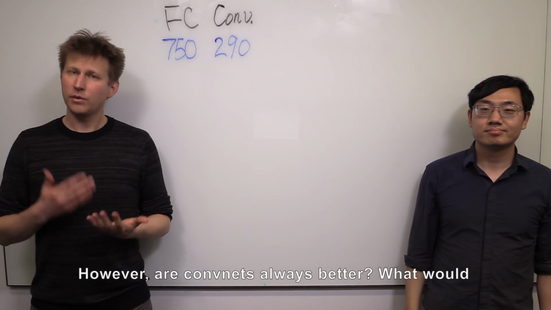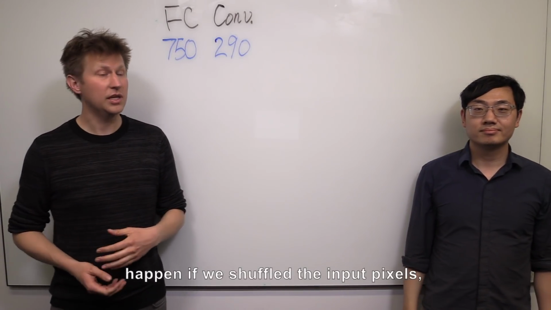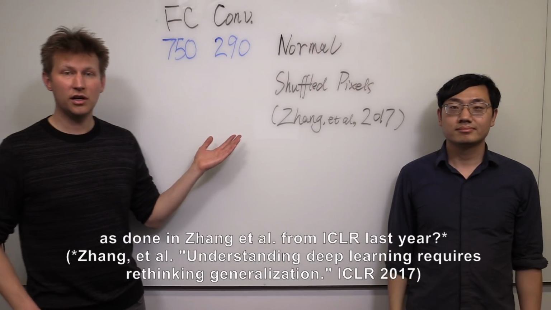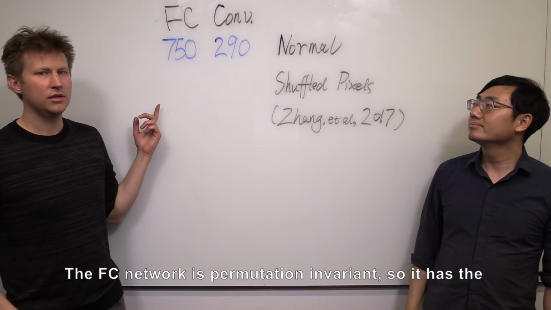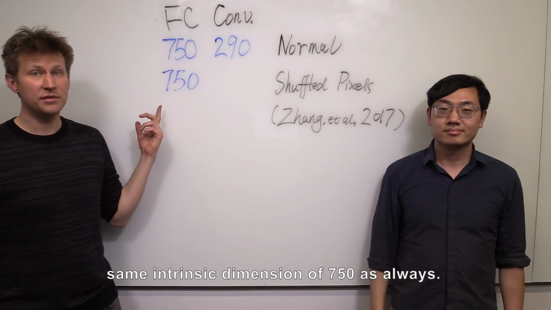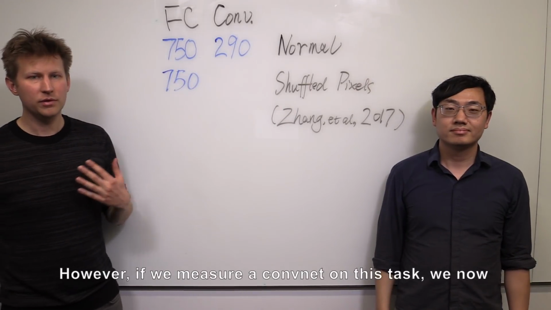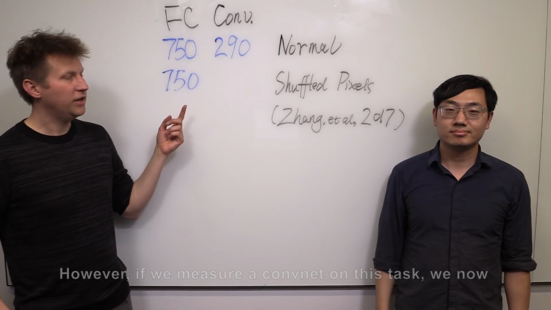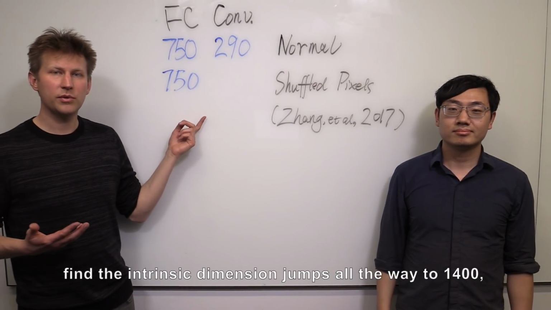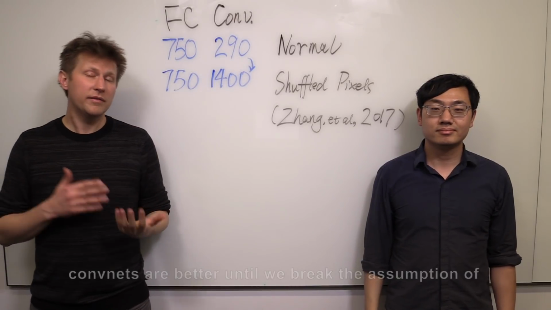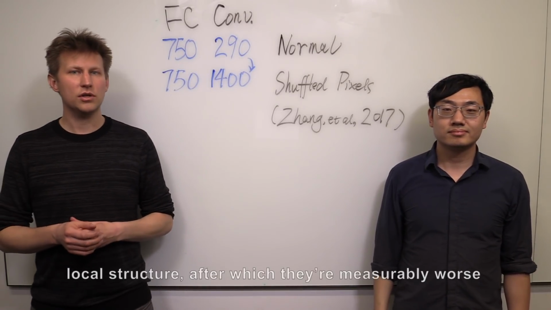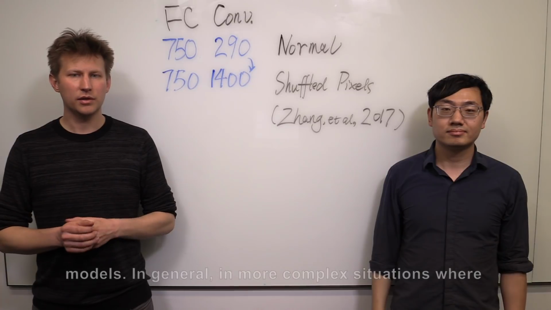However, are convnets always better? What would happen if we shuffle the input pixels, as done in Zhang et al. from ICLR last year? The FC network is permutation invariant, so it has the same intrinsic dimension of 750 as always. However, if we measure a convnet on this task, we now find that the intrinsic dimension jumps all the way to 1400, which is way higher than the FC version. So we find convnets are better until we break the assumption of local structure, after which they're measurably worse models.